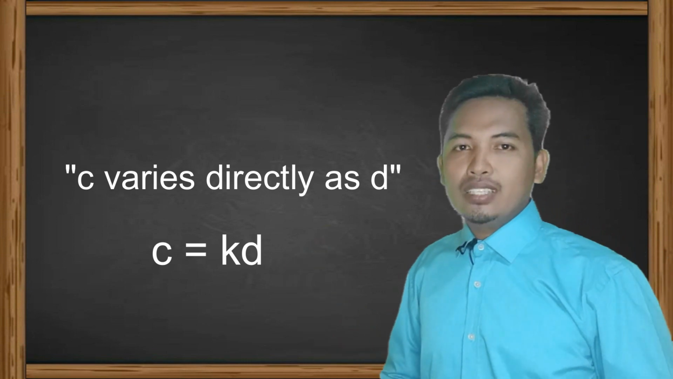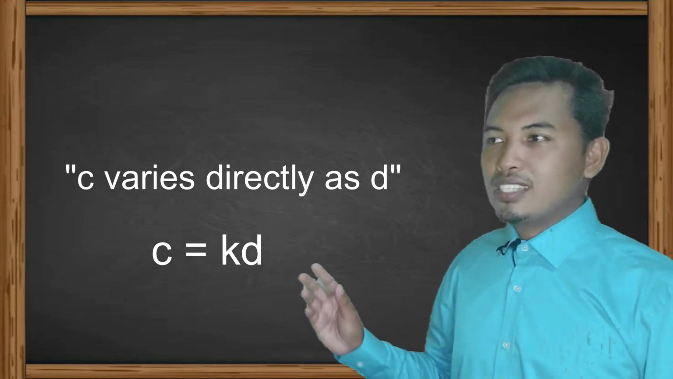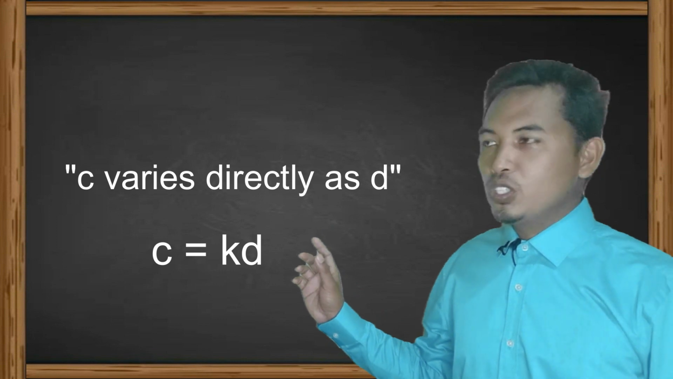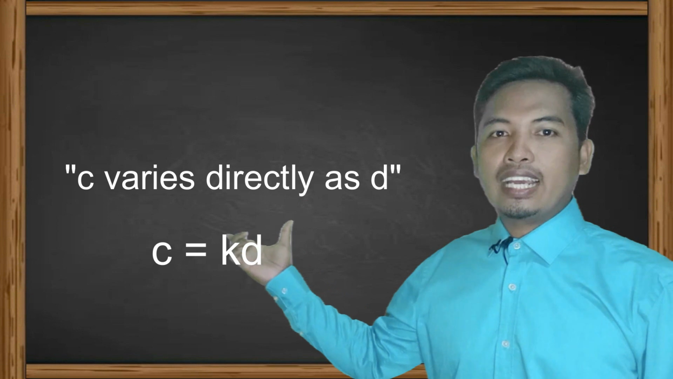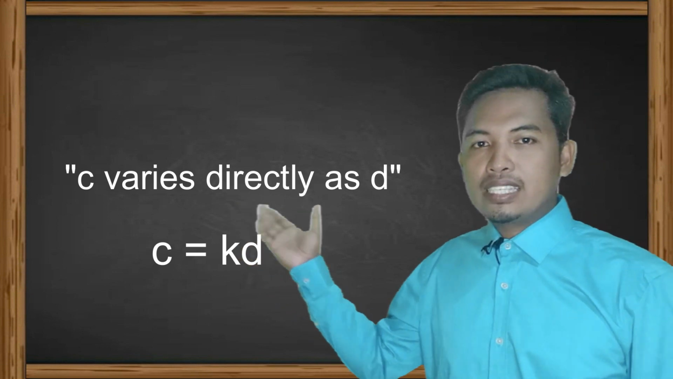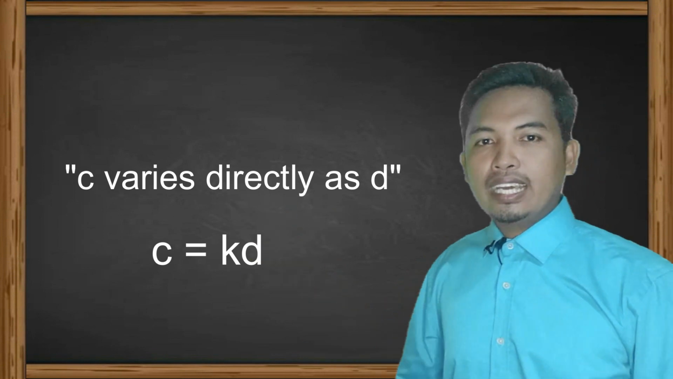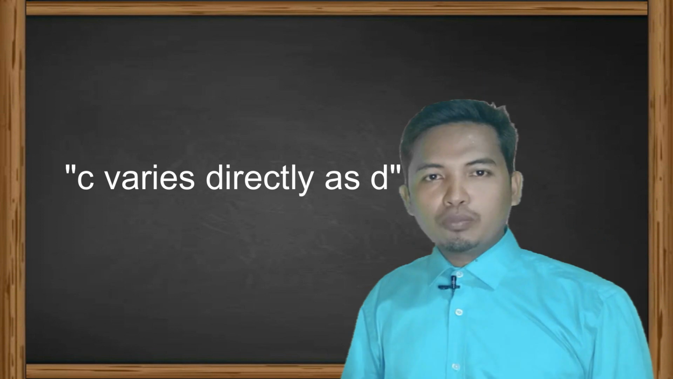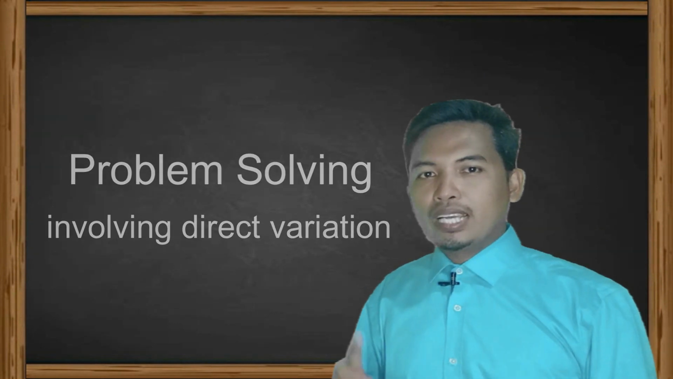So how can we determine if the equation or variation is a direct variation? So we have the word varies directly. So makita niyo meron tayong word dyan na varies directly. So pag nakita mo yung word na varies directly, ibig sabihin direct variations yan. Okay, so let's proceed to the computation. So I will show you on how to solve direct variation.